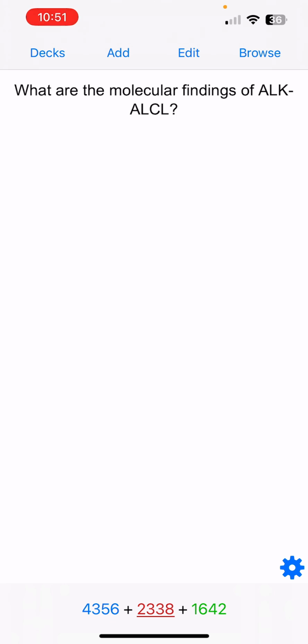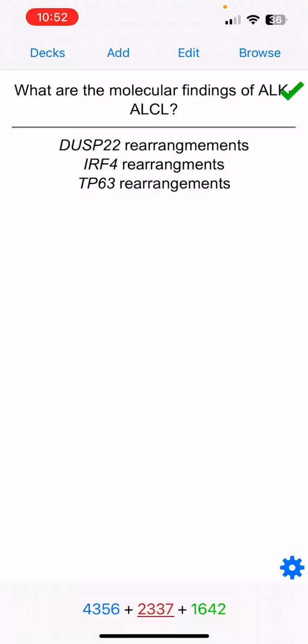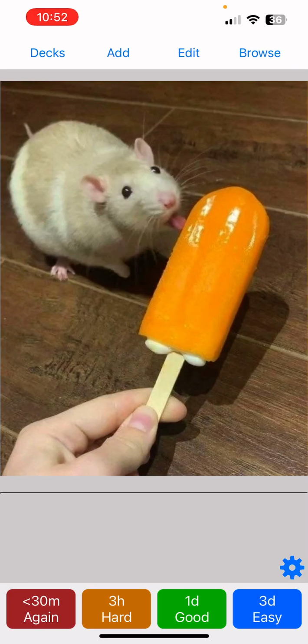What are the molecular findings? Oh. What is ALCL? What is ALCL? Memes.